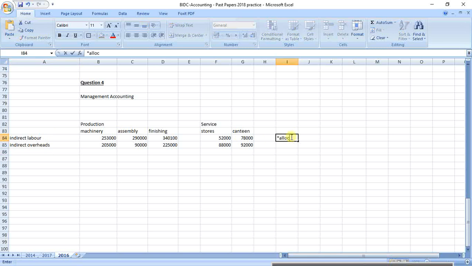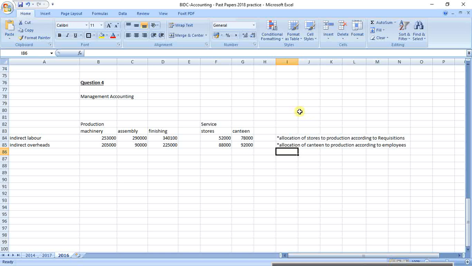Let's put a note here. The allocation of stores to production, according to stores requisitions. Does that basically mean number of stores required? No, requisitions is how often they request stuff. But they'll tell you that in the question. And then the other one was allocation of canteen to production according to employees. So that's reading, interpreting and understanding.